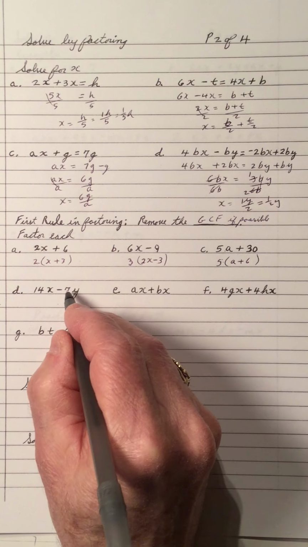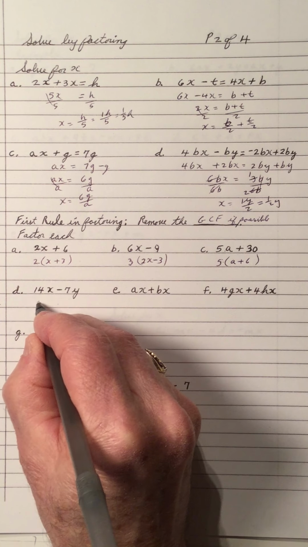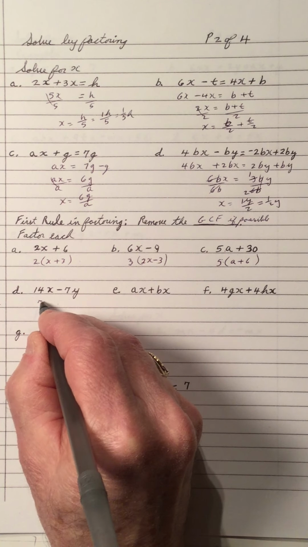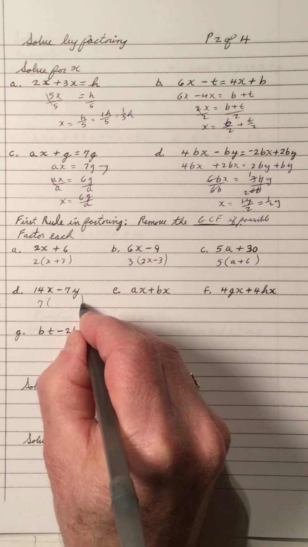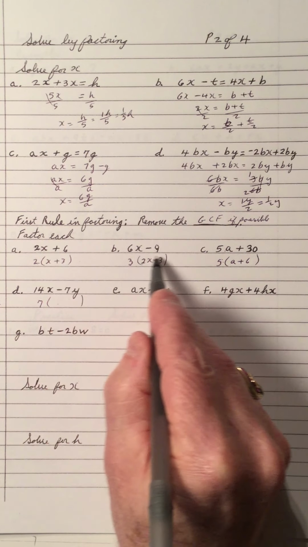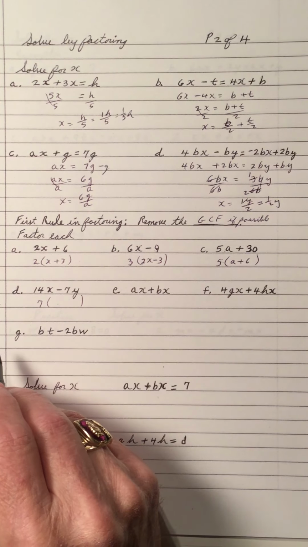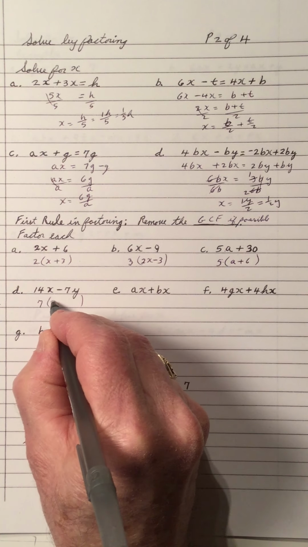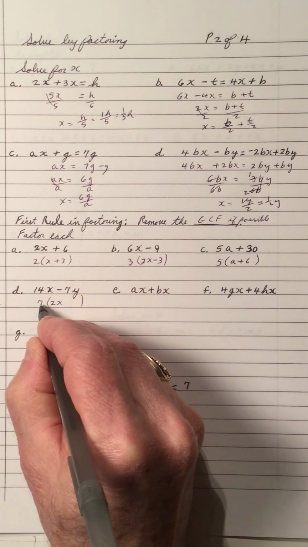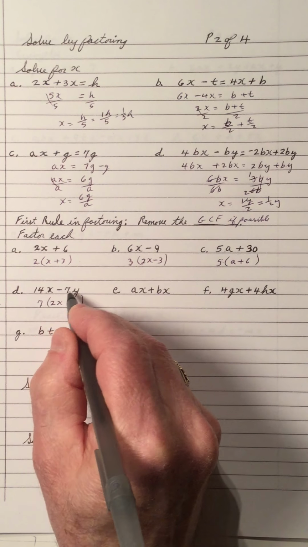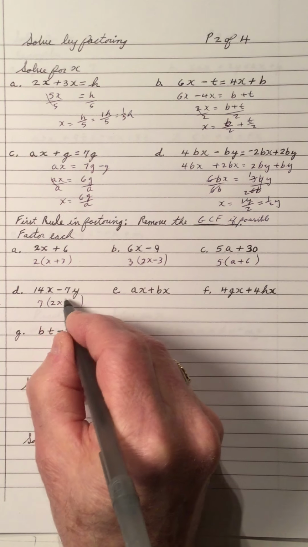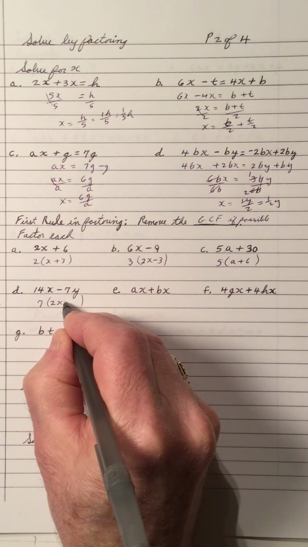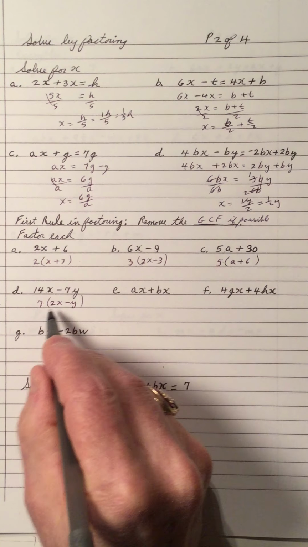D, I see a 7 as the smallest number, so 7 is a factor of 14, so 7 is the GCF. Notice so far I have no variables as GCFs. They're coming up next. 14 divided by 7 is a 2, and I need an x. 7 times 2x is 14x. 7y divided by 7. 7 divided by 7 is 1, so I'm just left with the y.